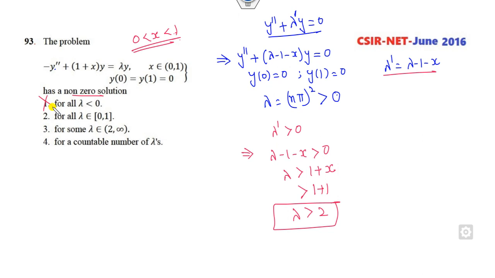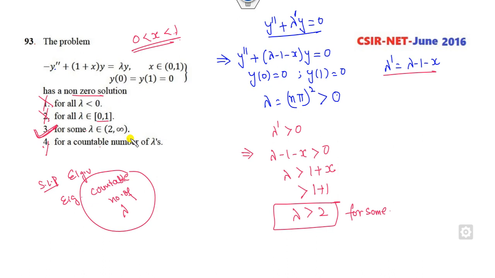0 1 does not satisfy. That's true, because it exists for some values, otherwise it would give you infinitely many solutions. For some there are countably many lambdas, that's the wrong one. That's also the correct option. Why? Because remember, this is the tip I forgot to tell you. For an eigenvalue or Sturm-Liouville problem, the corresponding eigenvalues always give you countable numbers. So remember, this is also the correct answer. So C and D are my correct options.